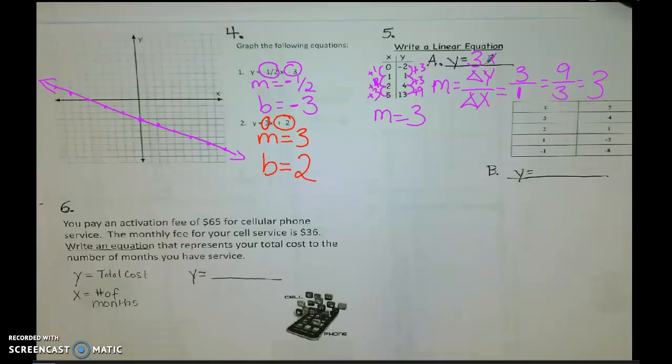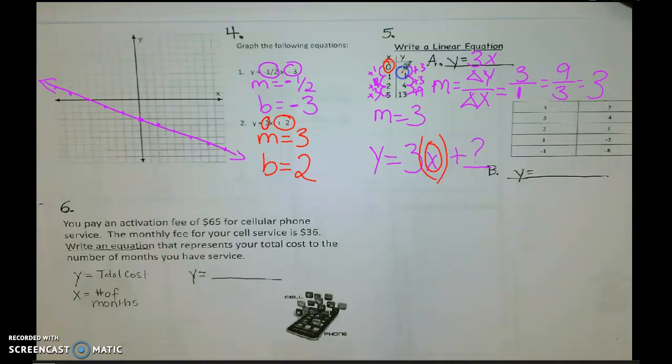We know that we have y equals 3x. Now, do we need a b? So, we're going to substitute in. Okay, so I'm going to write this out. Y equals 3x, and then do we need a b? Okay, so I'm going to substitute in. I'm going to take this 0 right here, and I'm going to put it in for x. Okay, so 3 times 0 is 0.